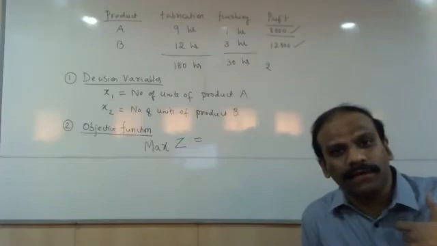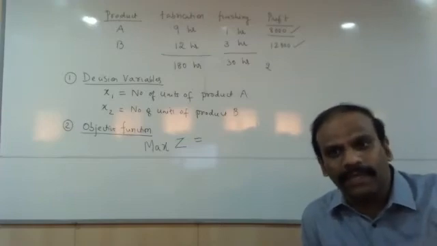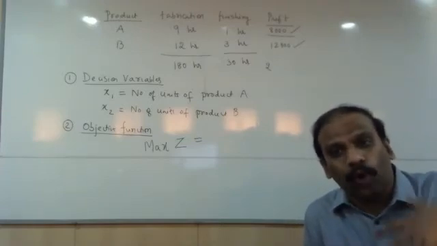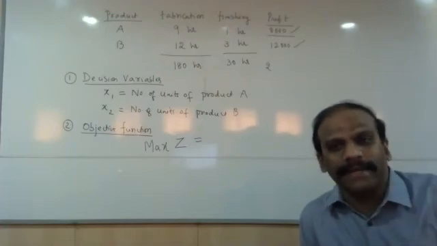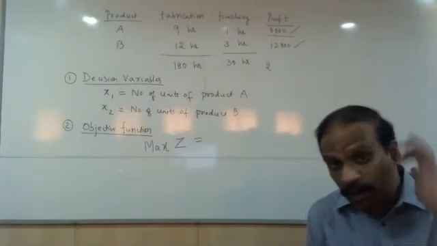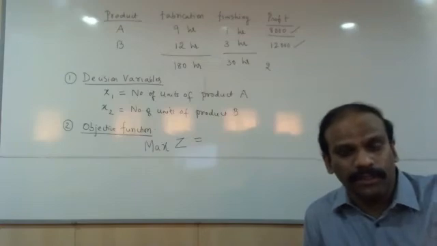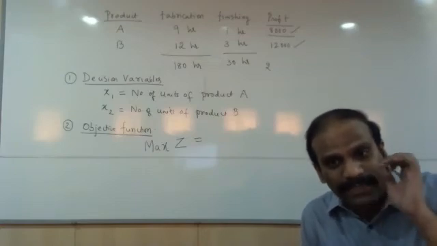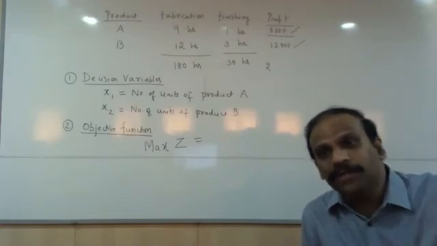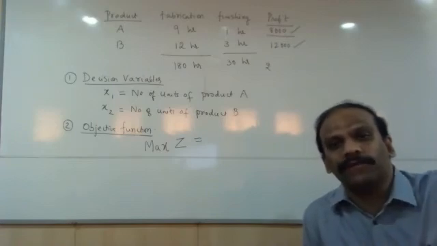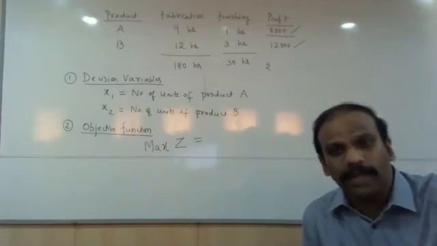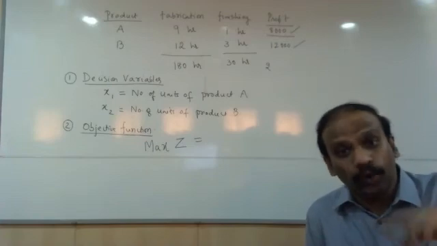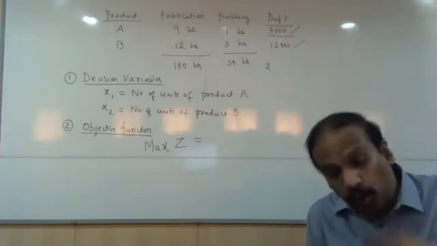Because what is my objective? Maximizing the profit. So first I want to understand what is the total profit the company is getting. I have to find that. So when I'm writing the objective function, it should be written in such a way that the equation gives me the total profit of this particular company. Now, how do I write the equation to find the total profit?